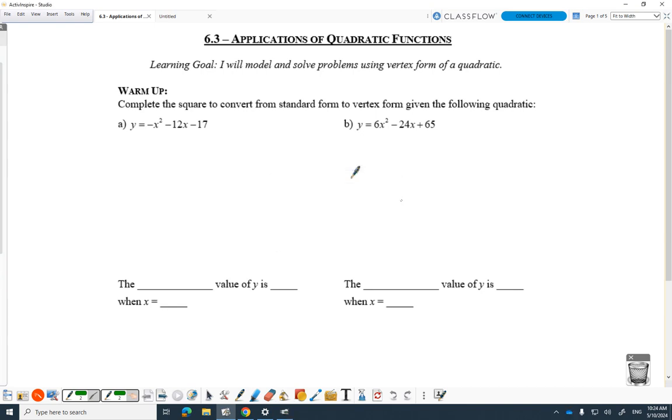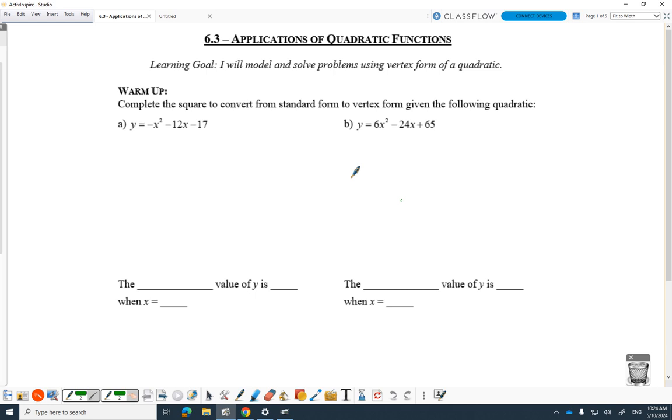This is called applications of quadratic functions. Like a lot of lessons, they're all applications of quadratics. But this one specifically is, let's take our new skill at completing the square and take it for a test ride. So it's like 50% reviewing how to complete the square and 50% what are we doing with this thing.